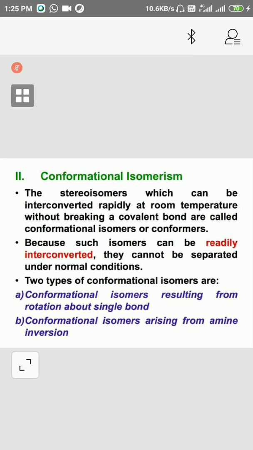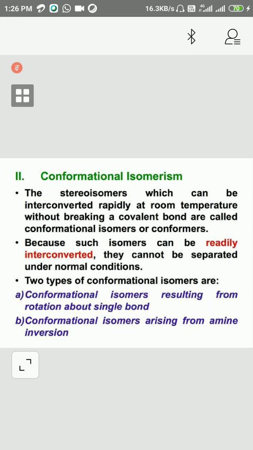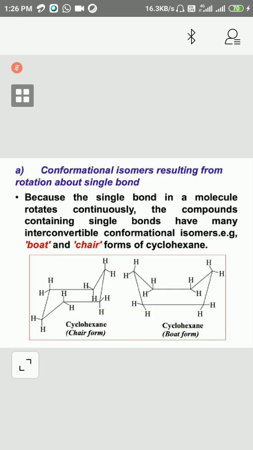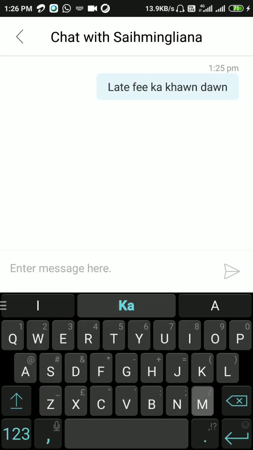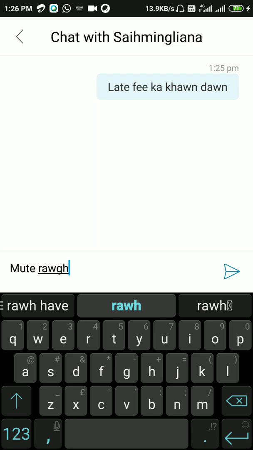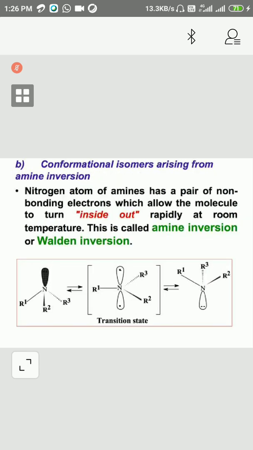So there are two types of conformational isomerism. One is conformational isomerism resulting from rotation about a single bond, and the other is conformational isomerism arising from amine inversion. You can see conformational isomerism resulting from rotation about a single bond. You can see the chair form converting into the boat form in cyclohexane. This is simply rotation of a covalent bond. This is called conformational isomerism. They are interconvertible at room temperature. When you heat, that conversion will be faster.